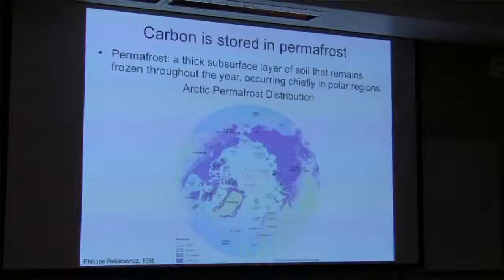So a lot of carbon is stored in permafrost. And I mentioned this term at the beginning of the talk. Permafrost is a thick subsurface layer of soil that remains frozen throughout the year, occurring chiefly in polar regions. So this is a map. The North Pole is in the center. You can see the Arctic Ocean. And all the purple, or the darker colors of purple, is permanently frozen ground. And to be considered permafrost, it has to be frozen for at least 2 consecutive years.